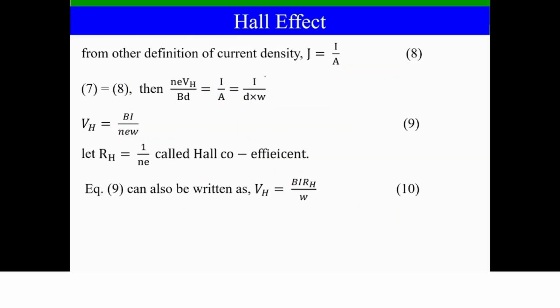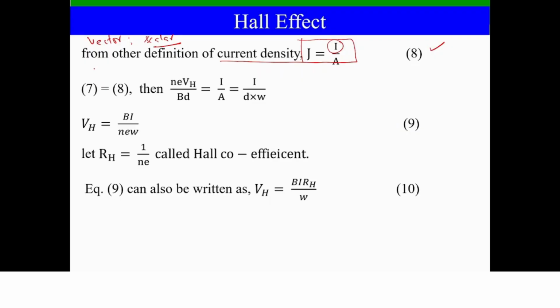Already we know that another equation for the current density is J is equal to I divided by A. What is the meaning of J? Current density, and that is equal to I by A. I means current, and A is the area. So what is the difference between the current and current density? Current density is a vector quantity, whereas current is a scalar quantity. That is the difference between current density and current. Okay. Now let us consider it as equation number 8.